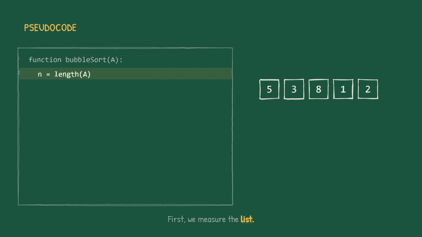We know the idea. Compare neighbors, swap if they're wrong. Now, let's write it down, line by line, no rush. First, we measure the list. N is just how many numbers we have. That tells the loops how far to walk.